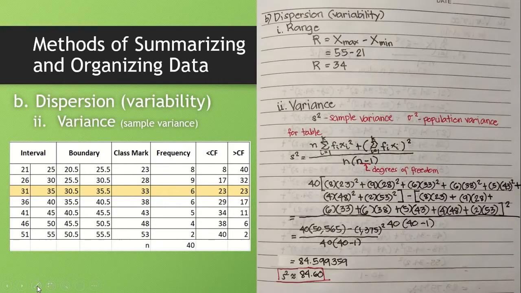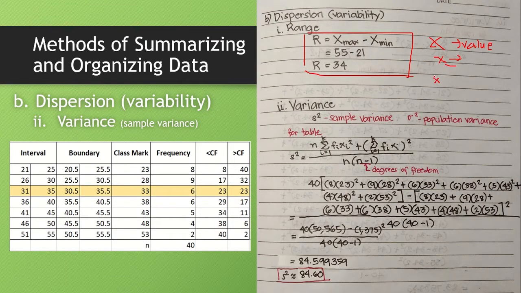So this is how we solve for the range again. Our range is equal to x max minus x min. Take note of the letters that I'm using. Uppercase letter X refers to each of the values of your data, while the lowercase x, especially when you have x sub i, refers to the class marks.